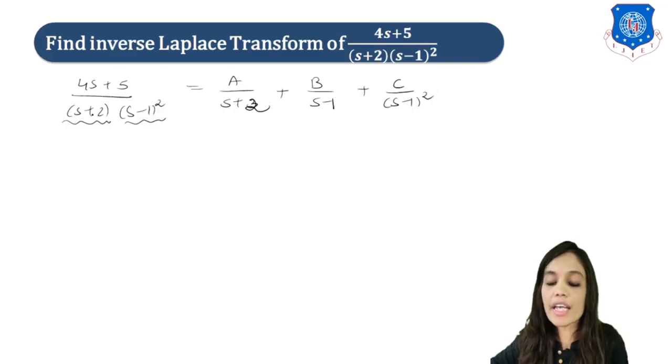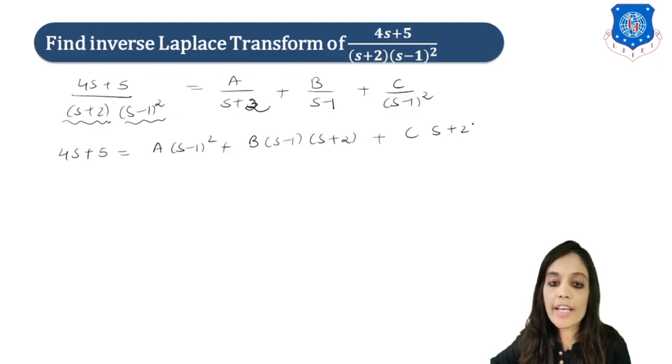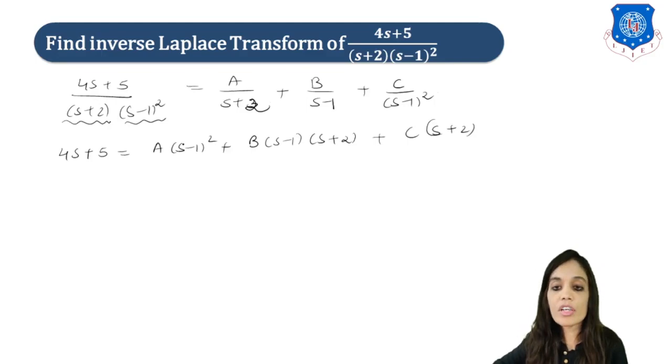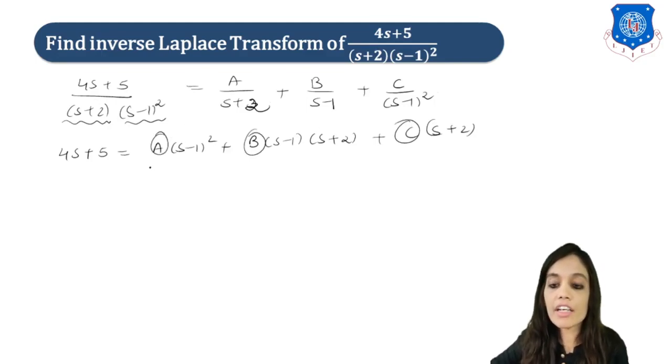Now let us take the LCM. So what will remain? 4s plus 5 is equal to a into (s minus 1) whole square plus b into (s minus 1)(s plus 2) plus c into (s plus 2). Now here we have to find three variables, that is a, b and c, and we have only two values of s, that is s is equal to minus 2 and s is equal to 1, right?